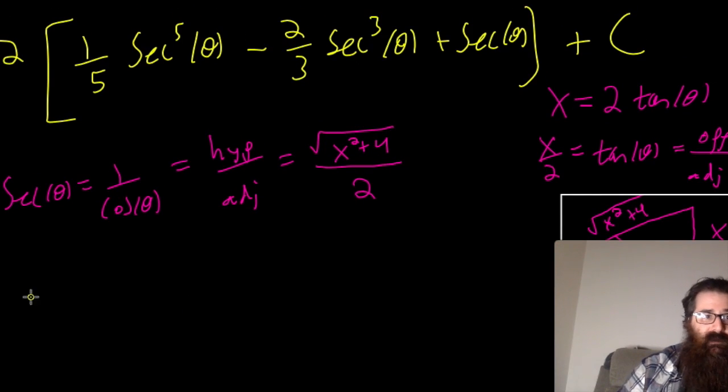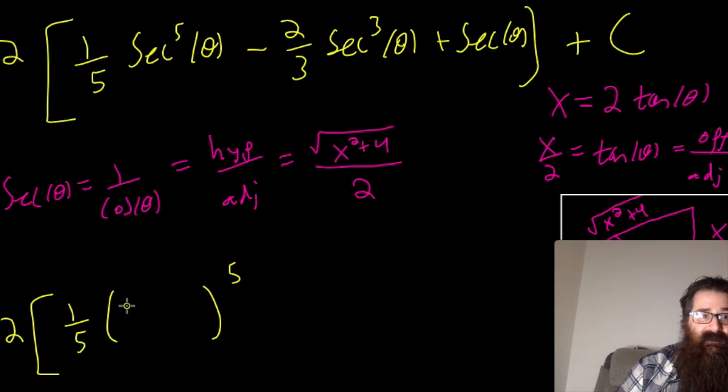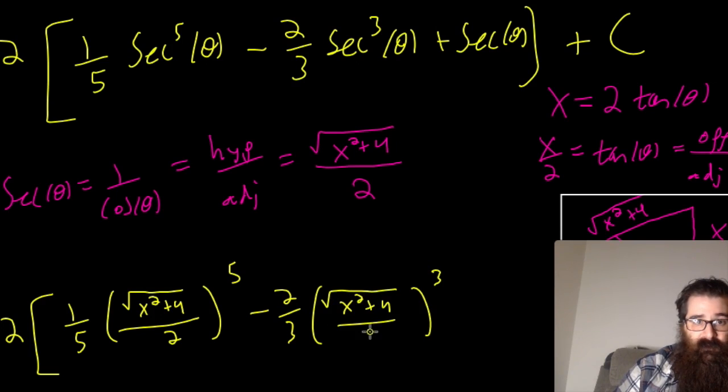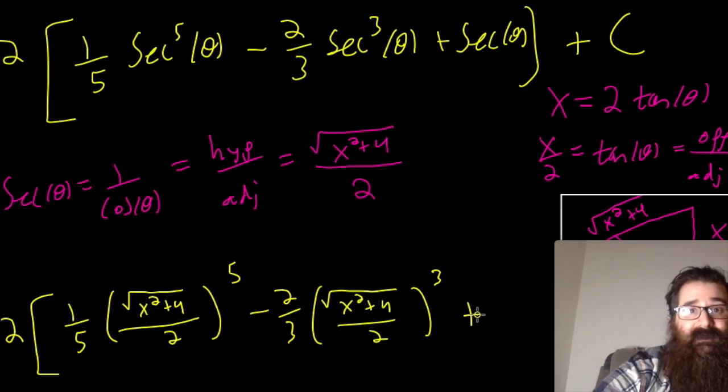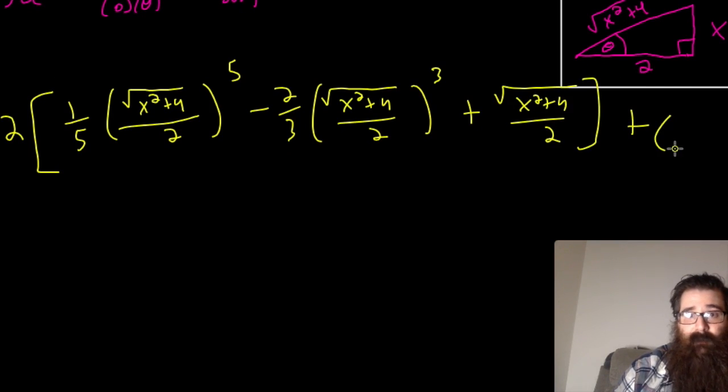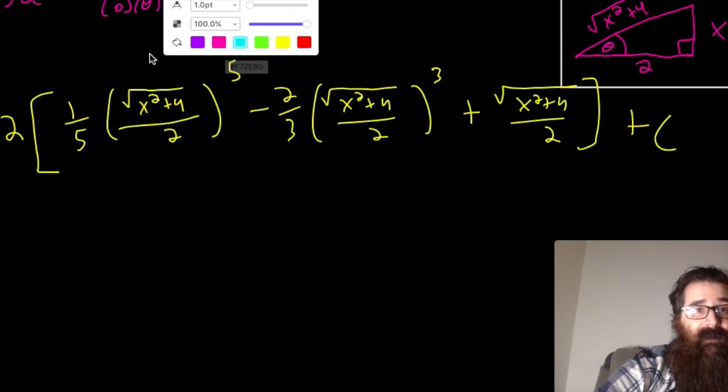So we'll say, okay, I have 32 in front, and I have 1/5 times secant to the power of 5. But what is secant? Secant is radical x squared plus 4 over 2. And then I have minus 2/3 secant cubed. But what is secant? That's radical x squared plus 4, divided by 2. And then plus secant theta. We said secant theta is the square root of x squared plus 4 divided by 2. And I don't want to forget my constant, plus C. So this is my final answer now.